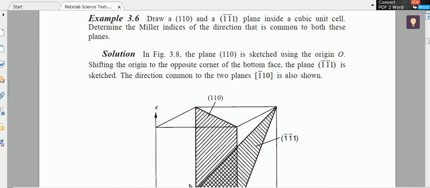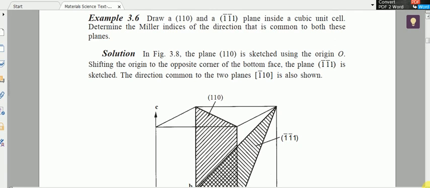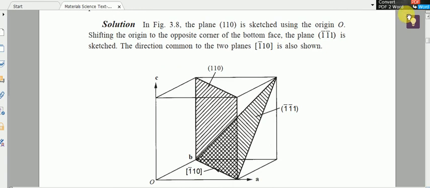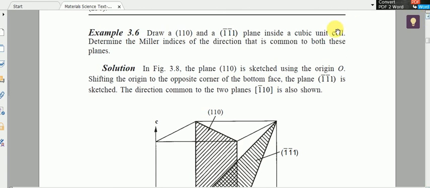For example, look at the question. Draw a 110 plane in a cubic unit cell. So how to draw the 110 plane in a cubic unit cell? You have to find the intercept first. So 110 is the crystal plane. How will you find the intercept? It is 1, 1, 0. So 1 by 1, 1 by 1, 1 by 0.